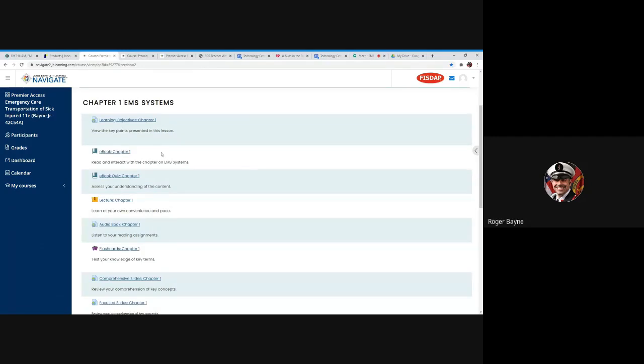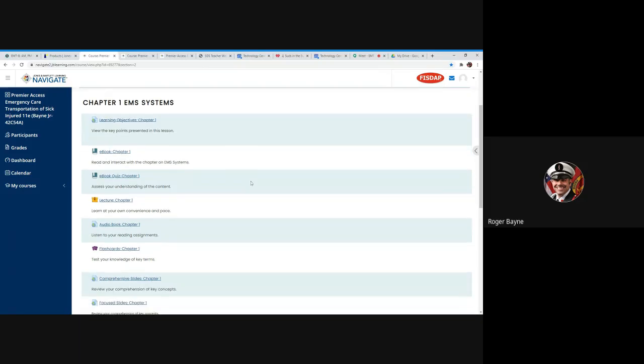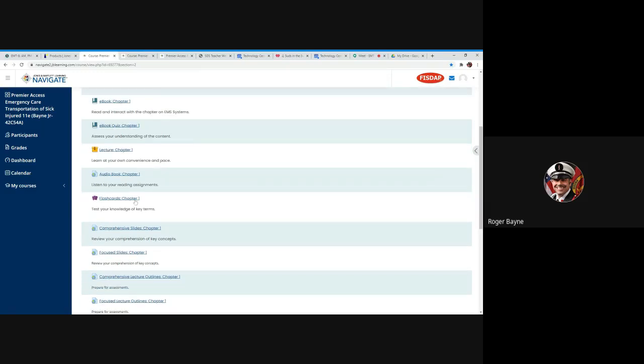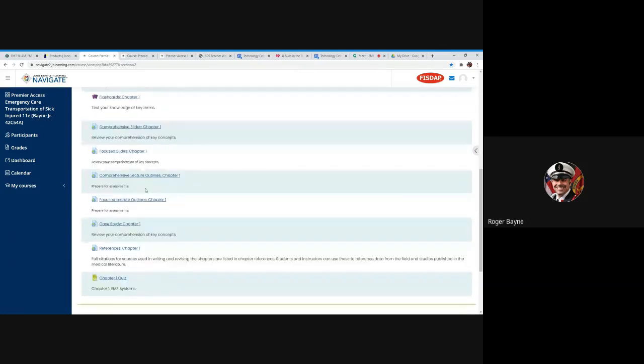It's going to give you the option to have the learning objectives and the ebook, Chapter 1. What's kind of cool with this ebook is that you can click on the button that says audio and it will read it to you. That's a cool function if you want it. Lecture 1 chapter, audio book: this is just audio. It has no pictures, nothing for you to read. It's just for you to listen if that's the kind of learner you are. It's got electronic flashcards if you like to use flashcards. There are slides, all kinds of things.